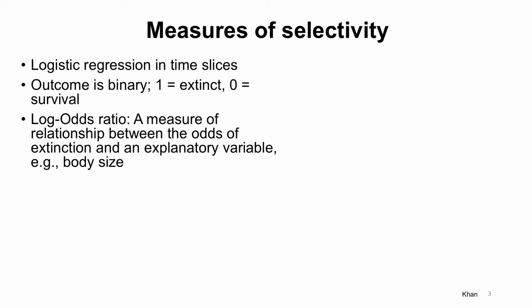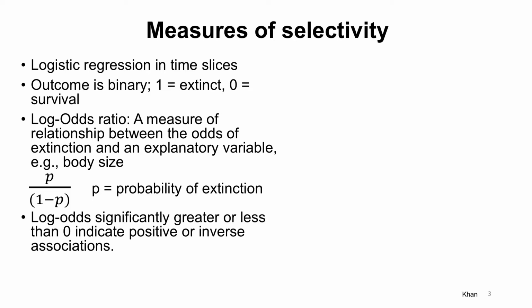One method of assessing selectivity is by applying logistic regression methods in time slices. Each taxon in a time bin either survives, coded as 0, or goes extinct, coded as 1. The log odds ratio measures the strength of the association between the variable and the outcome. Log odds significantly greater than 0 indicate a positive association, and log odds close to 0 indicate no associations.